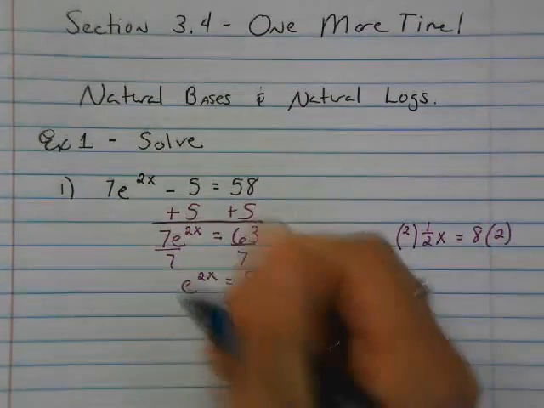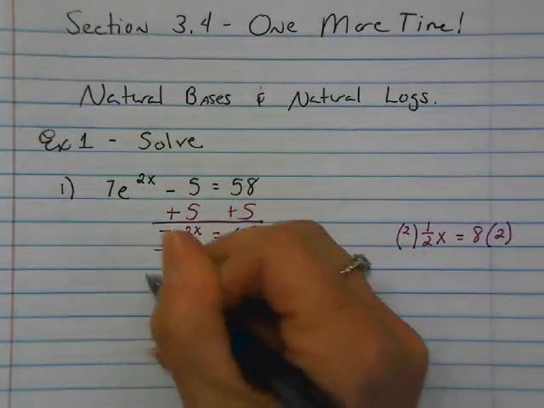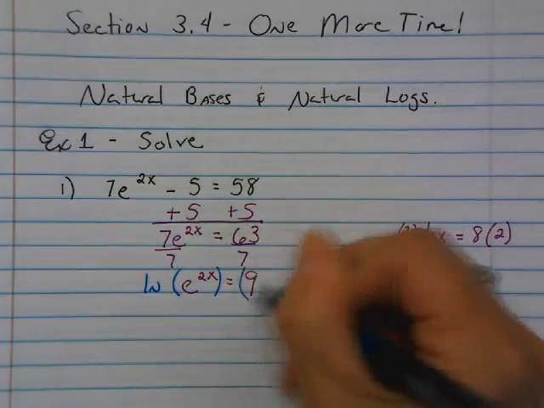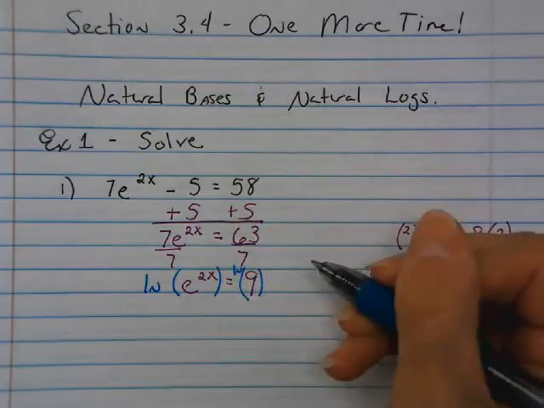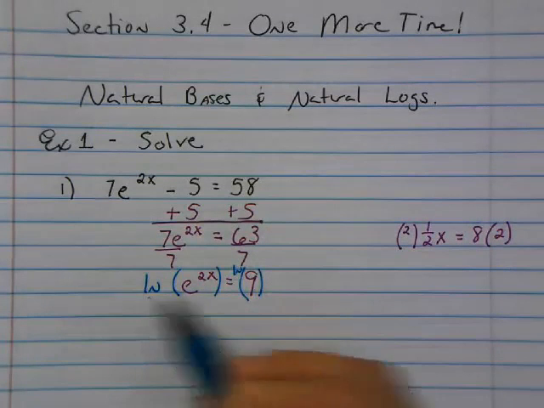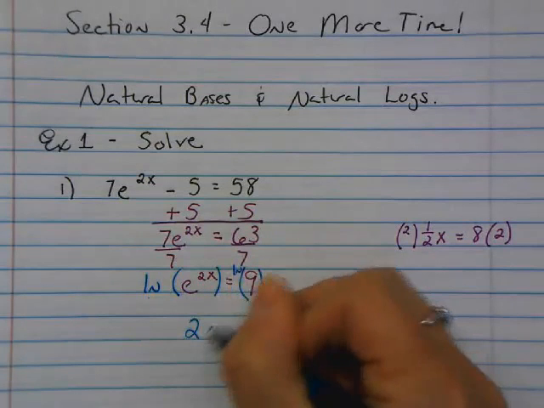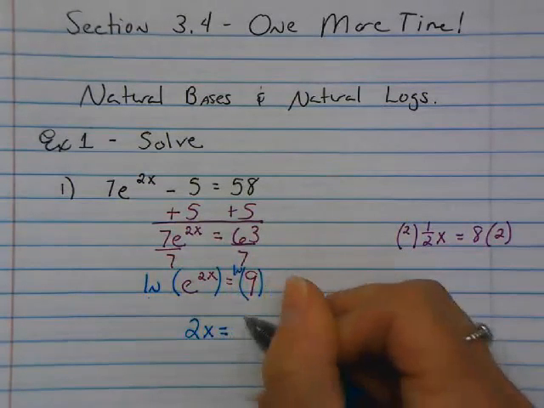So if I take the natural log of this side, which, remember from last night's video, I'm allowed, I would also take the natural log of this side. Now what's the natural log of the natural base? Just the exponent. 2x equals the natural log of 9.